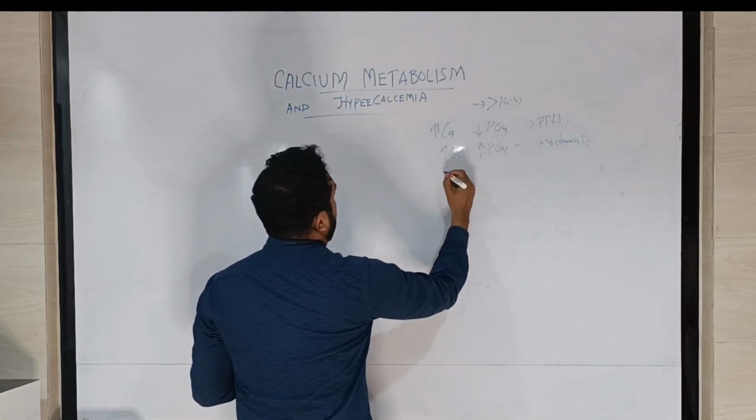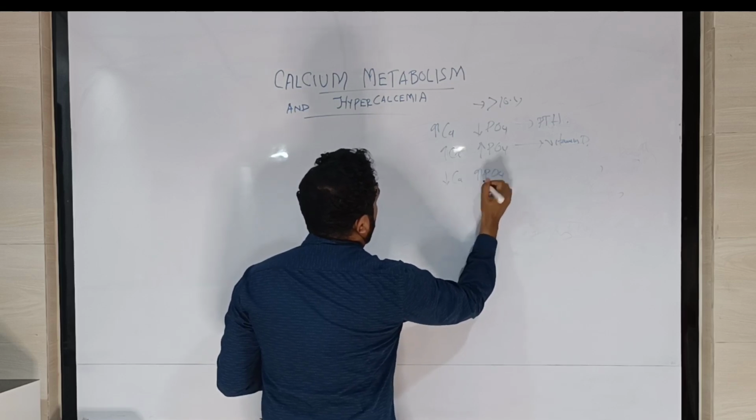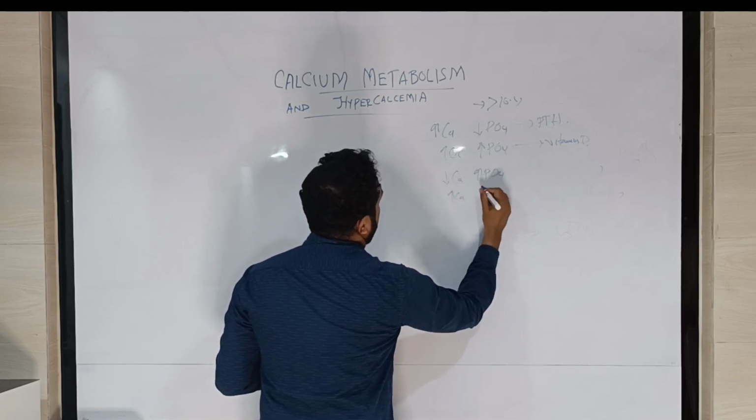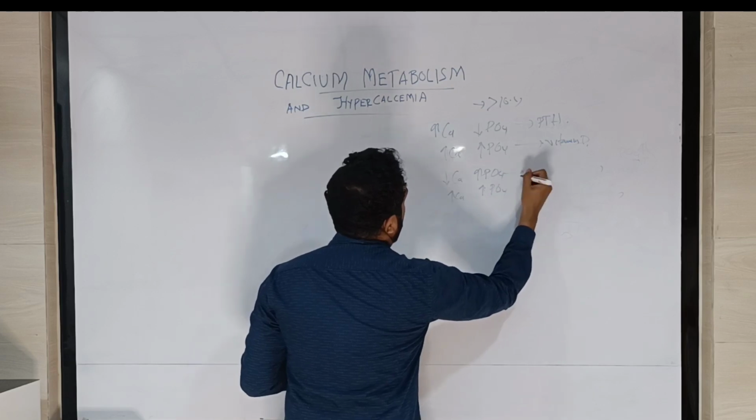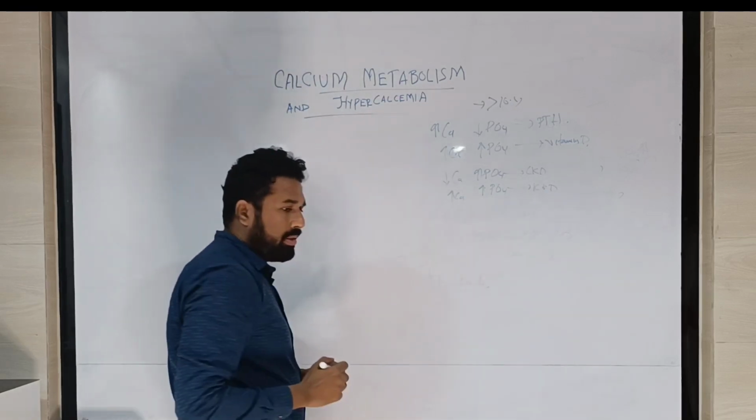You can also have other combinations. You can have low calcium, high phosphate, and also high calcium, high phosphate. Both these happen in CKD. Okay. So initially you see a patient.